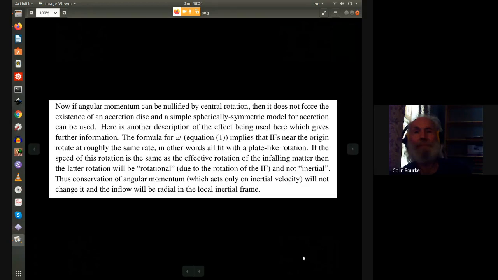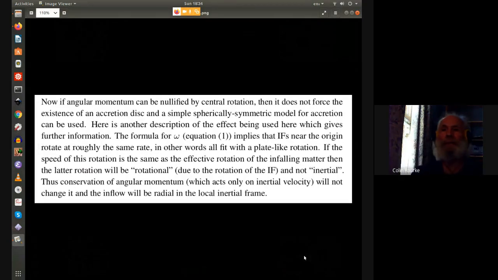Anyway, if angular momentum can be nullified by central rotation, it does not force the existence of an accretion disk, and you can have a simple spherically symmetrical model where accretion can be used. So here's another description which gives you further information. The formula for omega, equation 1, implies that the inertial frames near the origin rotate at roughly the same rate. In other words, all fit with plate-like rotation.